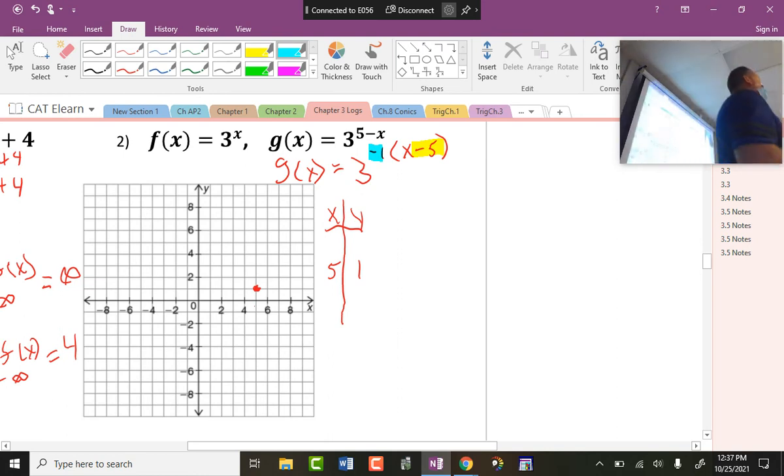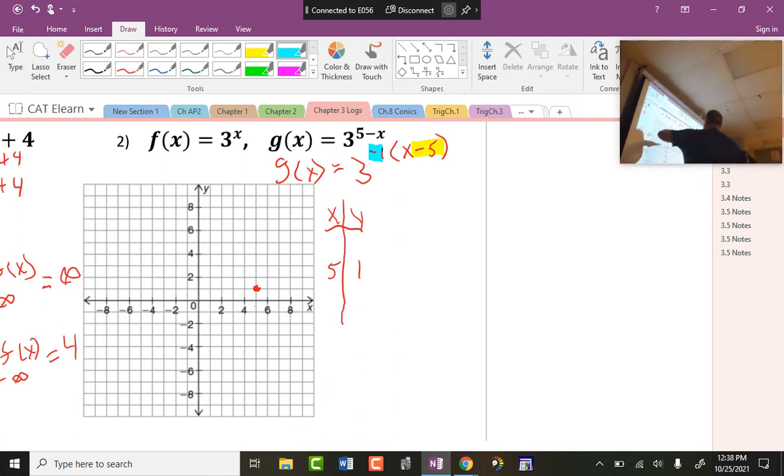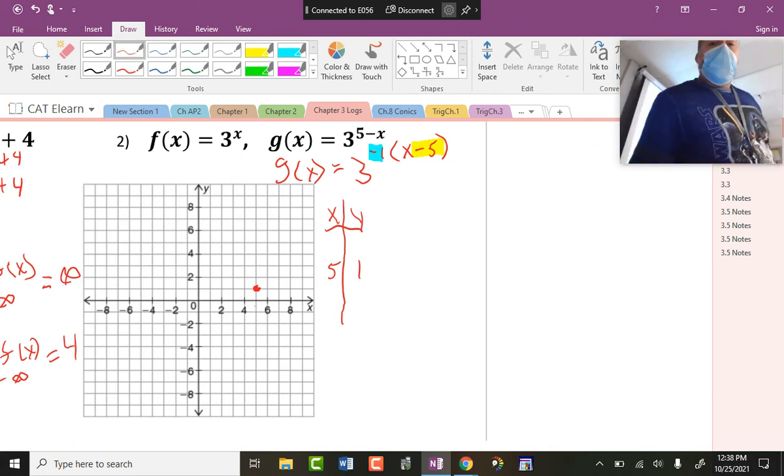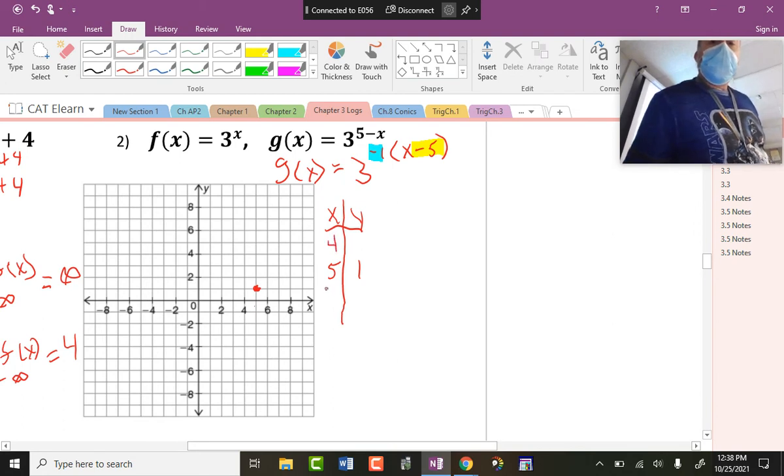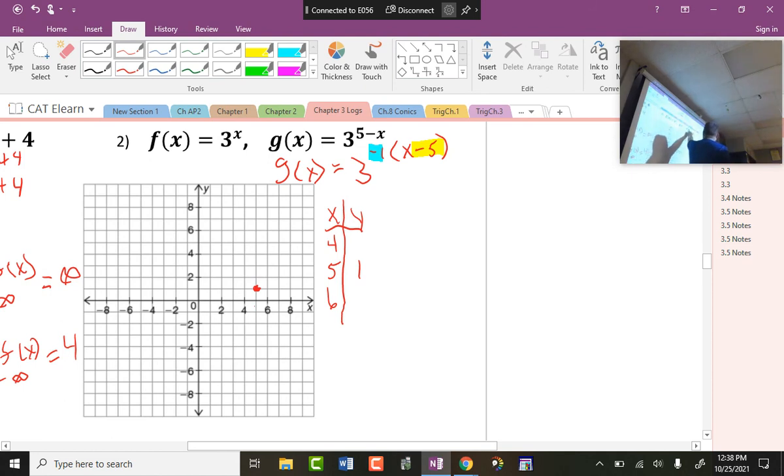And then what does this do to the graph? A negative on the inside, an x-axis or a y-axis reflection. 3, 2, 1, go. Y-axis. So what that means is 3 to a power should increase. Well, this is going to decrease. And I'll prove it with the chart of values. So 4 and 6. Look at what happens when I plug in 4. It's easy. 5 minus 4 is 1. 3 to the first is 3.